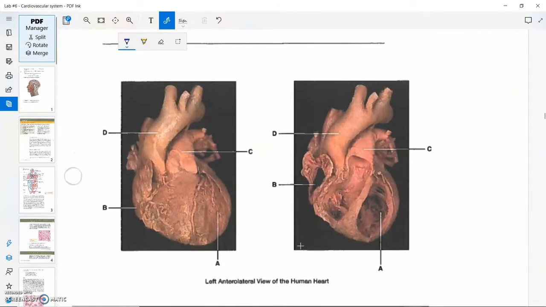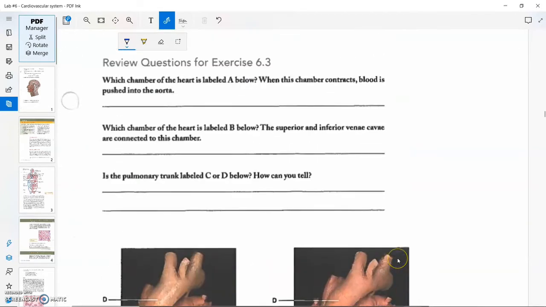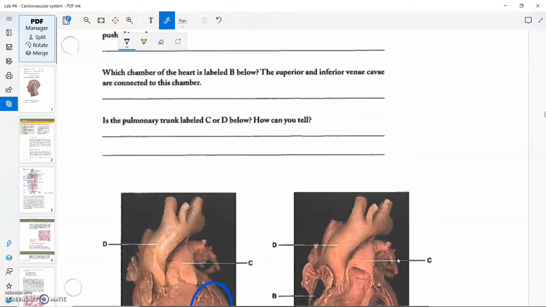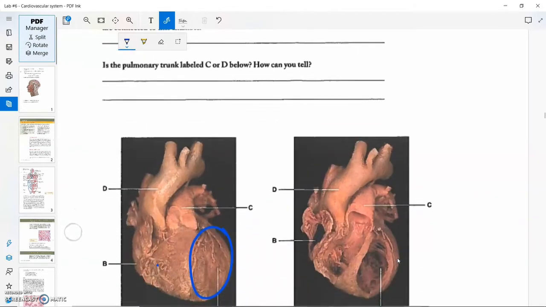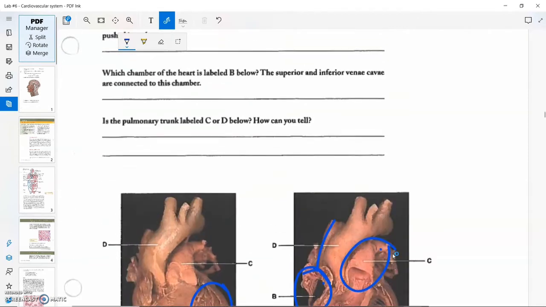So A here, labeled A here, is left ventricle. So blood is pushed from left ventricle into aorta. B is right atrium. Right here you can see. And superior and inferior vena cava connected to the right atrium. Pulmonary trunk is labeled C because we know it is connected to the right ventricle.